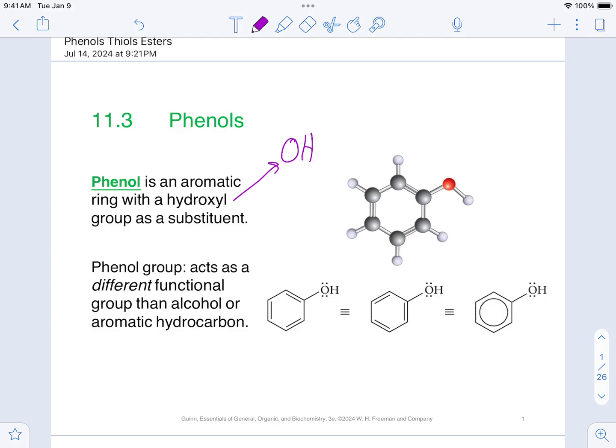You have your aromatic ring with an OH attached to it. The same everywhere. This is new for us, this circle. That just means that there are alternating double and single bonds taking place with delocalized electrons happening there. So that just means the same thing as you see previous.